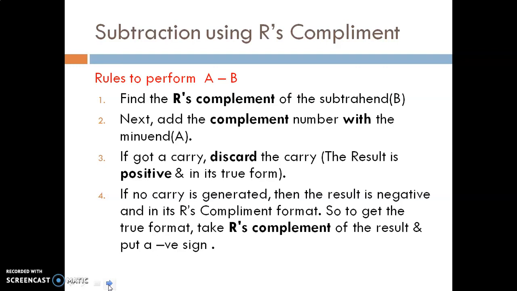Same when we generalize, these are the rules. You have to find the R's complement of the subtrahend. Then you have to add the complement number with the minuend. If a carry is generated, you have to discard that carry and the result is positive and in its true form. And if no carry is generated, then the result is negative and will be in R's complement format. So in order to get the true format, you have to take the R's complement of the result and then put a negative sign.